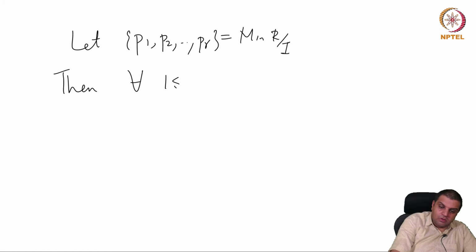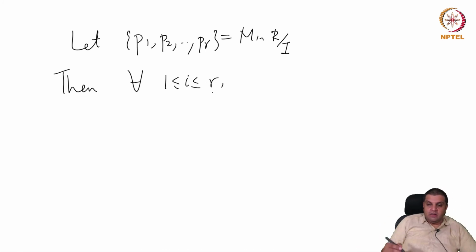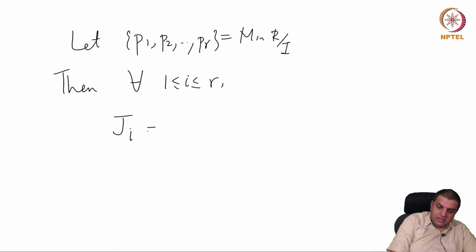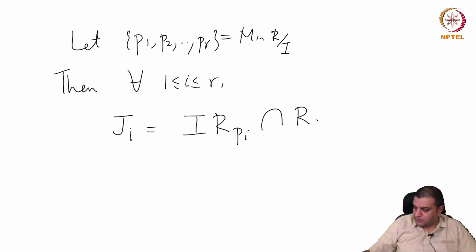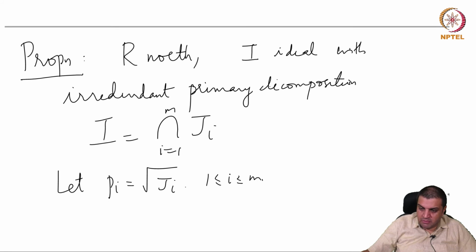Then for all 1 less than or equal to i less than or equal to r, so for the minimal components associated to the minimal primes, Ji is I localized at Pi and then contracted back to R. It is uniquely determined. So this is what this proposition says. There is an analogous statement for modules which we omit because this statement is a little bit more clear.